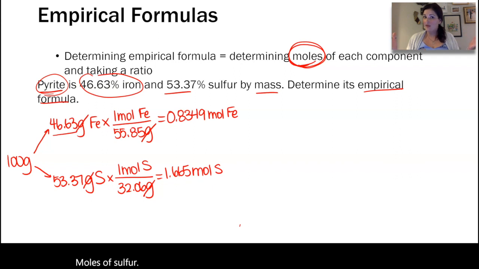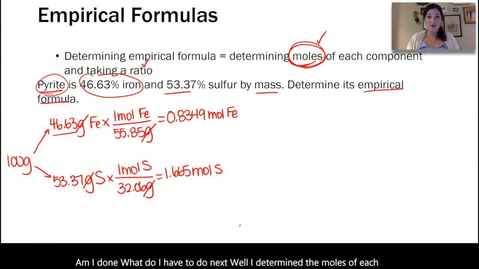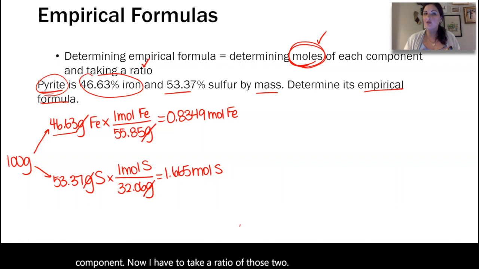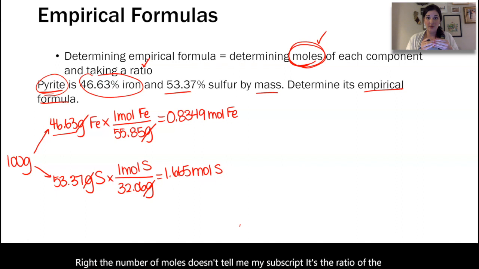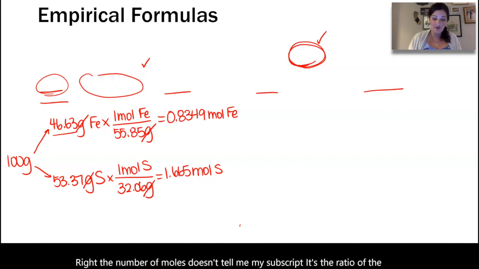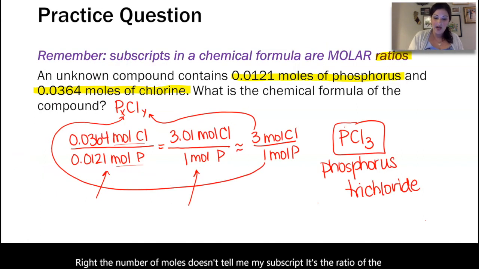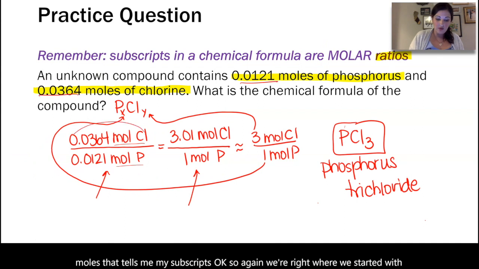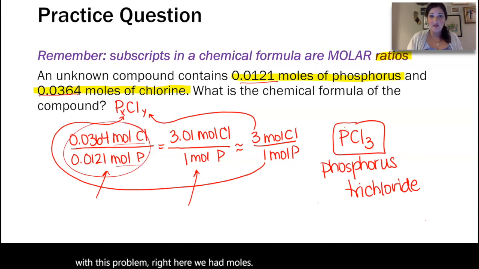Am I done? What do I have to do next? Well, I determined the moles of each component. Now I have to take a ratio of those two, right? The number of moles doesn't tell me my subscript. It's the ratio of the moles that tells me my subscripts. Okay, so again, we're right where we started with this problem right here. We had moles, we took a ratio, and that ratio gave us our subscripts.